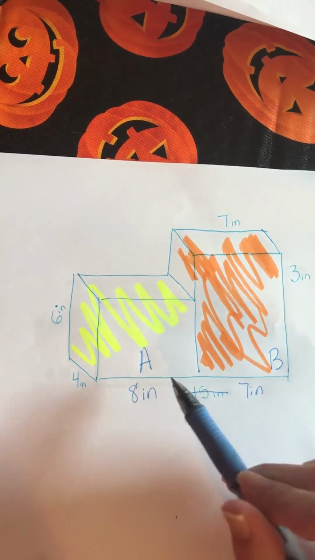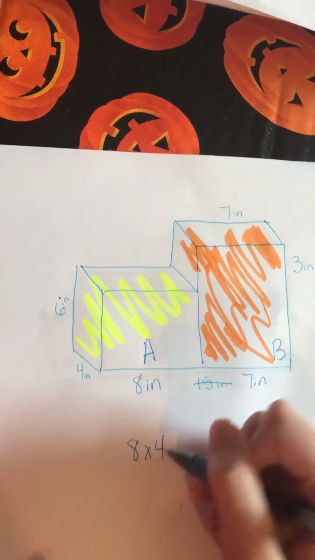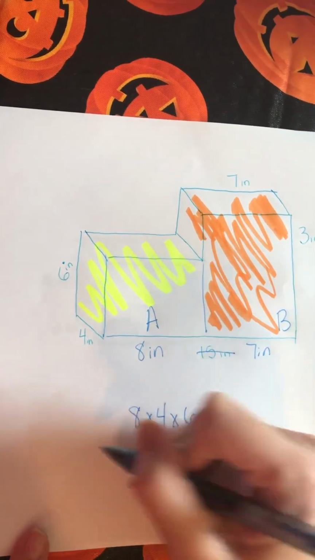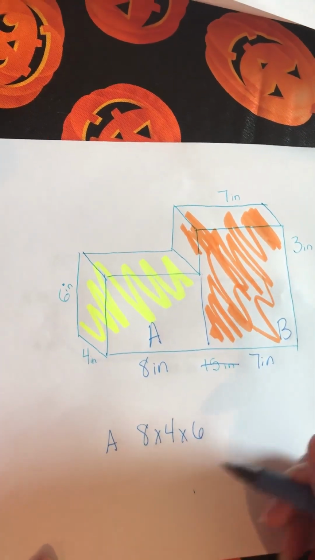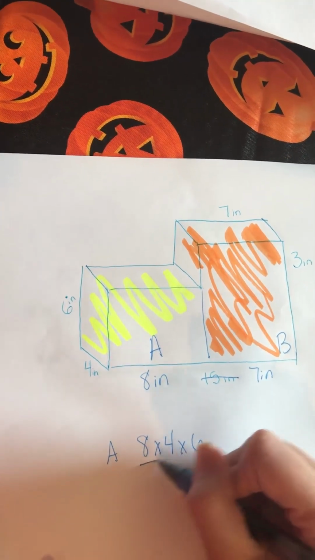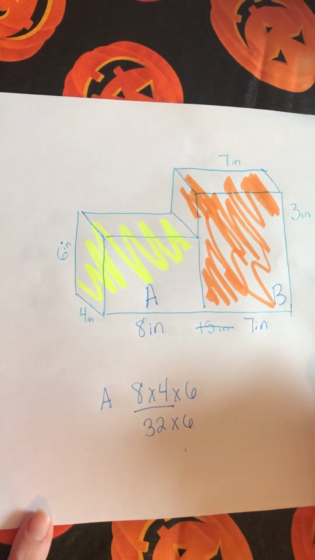But for what we're going to use for Prism A, we've got a length of 8, a width of 4, and then a height of 6. So I can multiply, and you can multiply them in any order. I'm just going to go ahead and do 8 times 4 is 32, and then times 6.